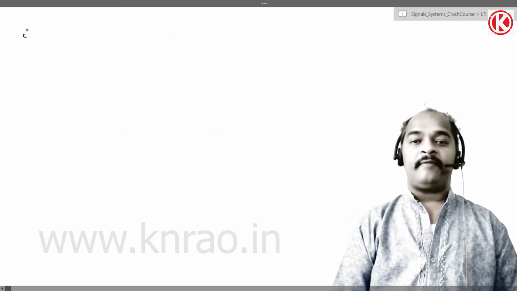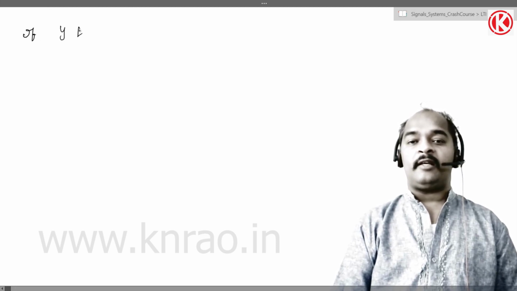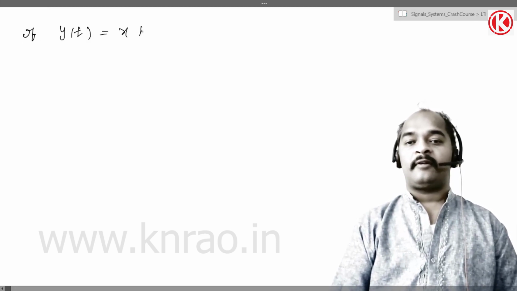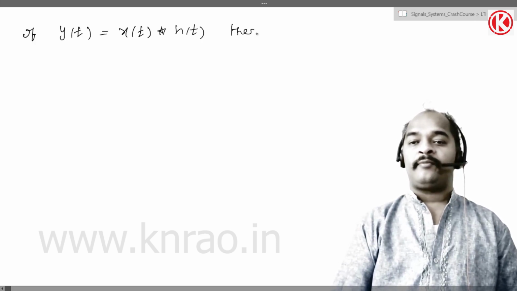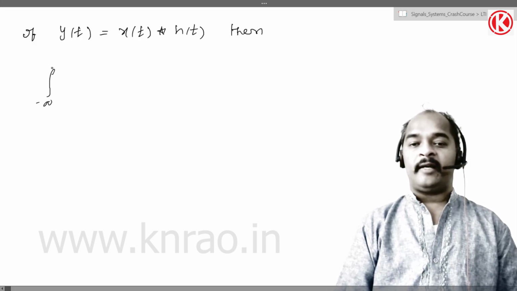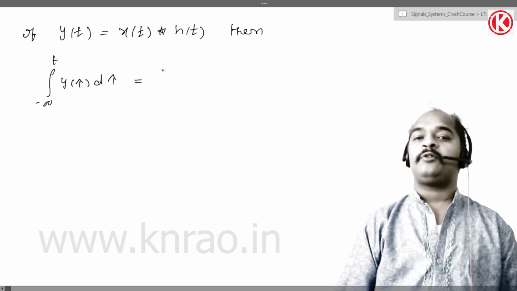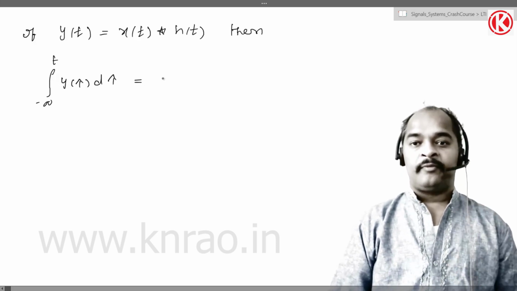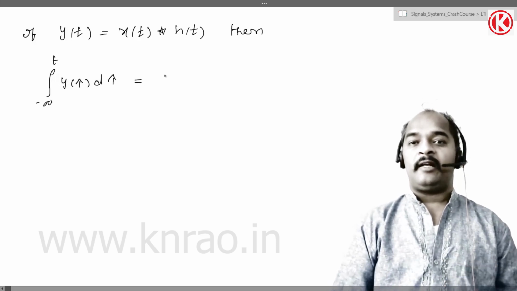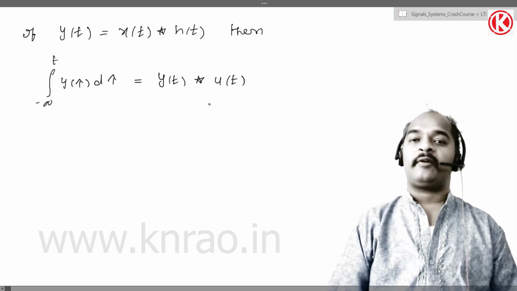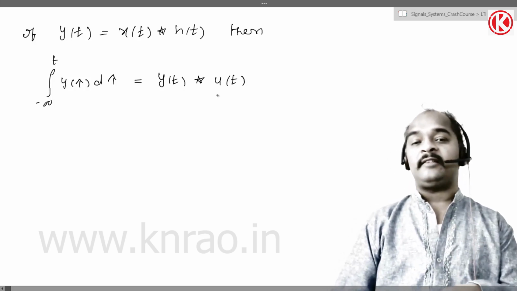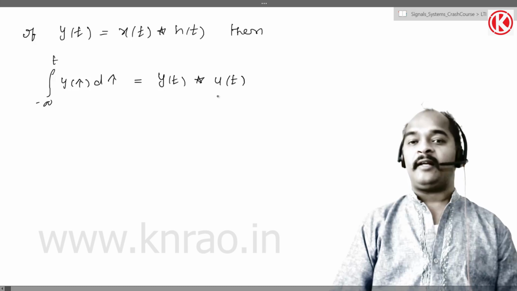Now let us come to the integration property. What does it say? If y of t equals x of t convolved with h of t, then what is the integral from minus infinity to t of y of tau d tau? According to the definition we just saw, the integral operation is nothing but that signal convolved with the unit step function. The converse is also true: if you convolve any signal with u of t, you get the integral of that signal.